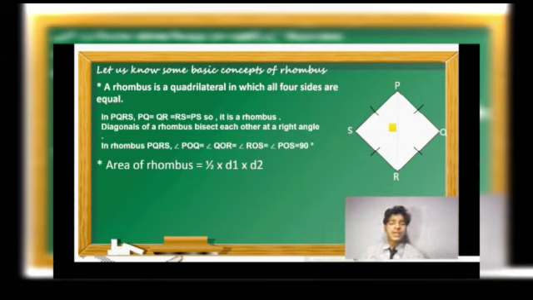Diagonals of a rhombus bisect each other at a right angle. In rhombus PQRS, angle POQ equals angle QOR equals angle ROS equals angle POS equals 90 degrees, which means all these angles are of 90 degrees. Area of rhombus equals half into diagonal 1 into diagonal 2, equals half into PR into QS. This is PR and this is QS.